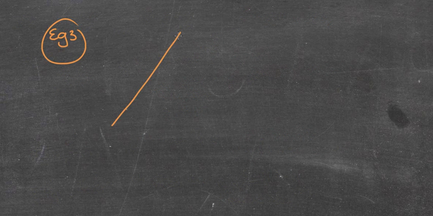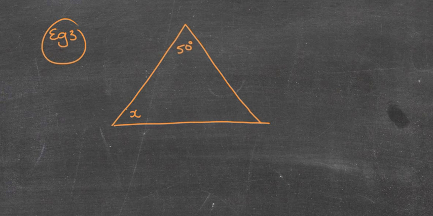So, okay, what does that have to do with the stuff that we're doing at the beginning of this lesson? Well, they might give you a question. I'm going to say this is EG3, where they give you a triangle like this. They might say that's 50 degrees there, that's X, and then they say that those two sides are equal. Now you need to find out the value of X, and the only way you can do this is by knowing that this is an isosceles triangle.